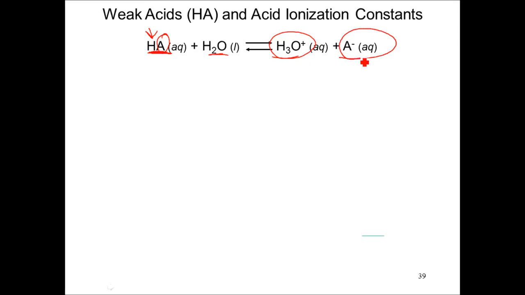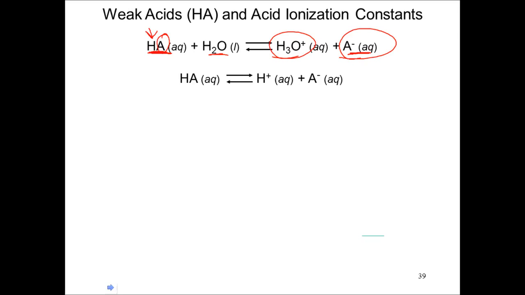On slide 39, weak acids and acid ionization constants. What will happen with a weak acid is you will have HA, the hydrogen ion and then whatever your anion is. Plus water will give us our hydronium ions and our A-, our anion, and it will have a negative charge.